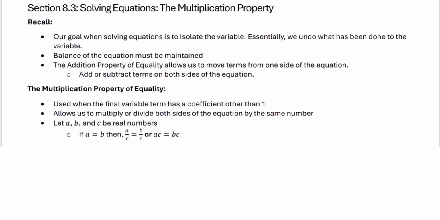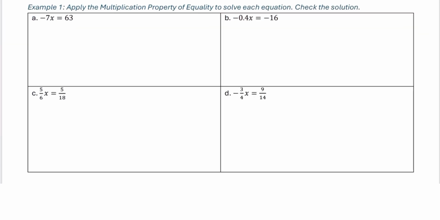With the multiplication property of equality, we will essentially do a very similar thing. This is used when the final variable term has a coefficient other than 1. It allows us to multiply or divide both sides of the equation by the same number. If a, b, and c are real numbers and we start with a equals b, then we could divide both sides of the equal sign by c, or we could multiply both sides by c. In these examples, we will use the multiplication property of equality to solve the equation and then check our solution.